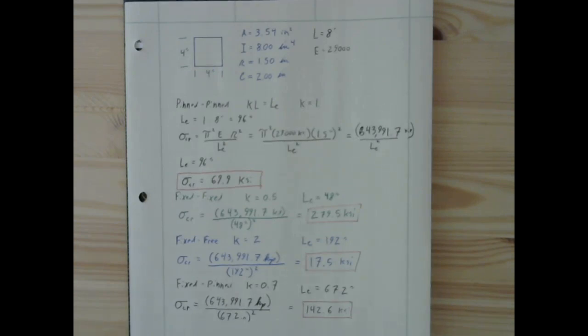So that was a good time. These obviously will not govern. 8 feet isn't very long, so it'll crush first if it's 8 feet long and it's fixed on both ends, or pinned on both ends. But if we've got it fixed free, we see we've got a very low buckling stress. And then, of course, fixed is going to be massive. That's more than 10 times as great as a fixed free. So, pretty cool.